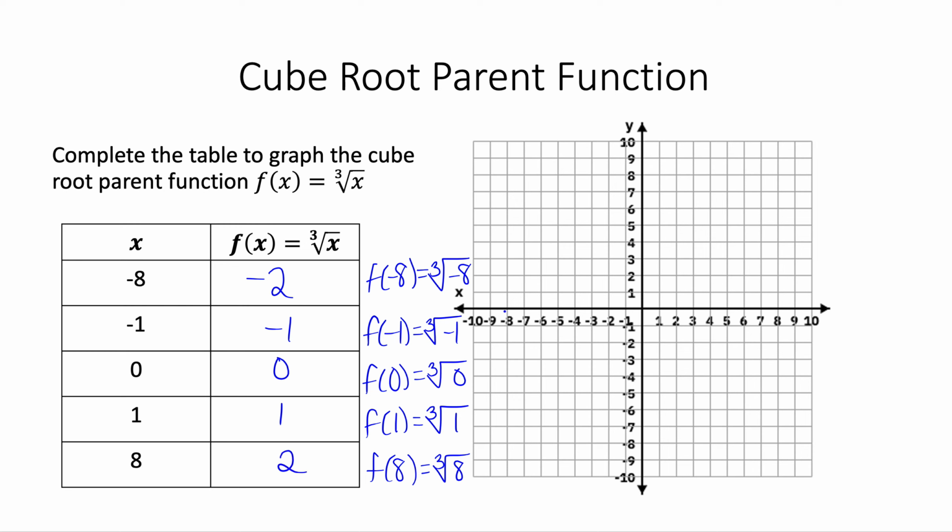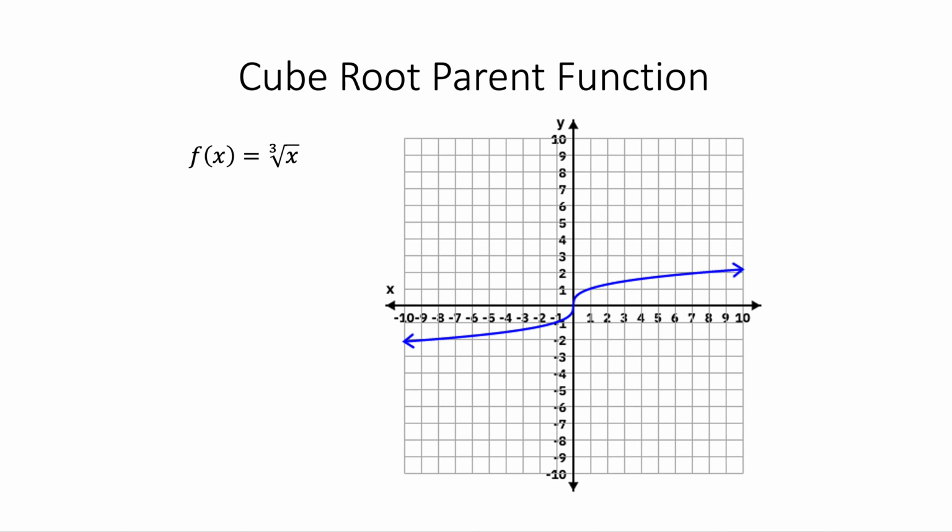So let's go ahead and plot these points. So negative 8, negative 2; negative 1, negative 1; 0, 0; 1, 1; and 8, 2. And so we can connect these points to form the graph of the cube root parent function. So I have a little bit better picture of the graph on this slide, so that you can see here, this is the graph of the cube root parent function.